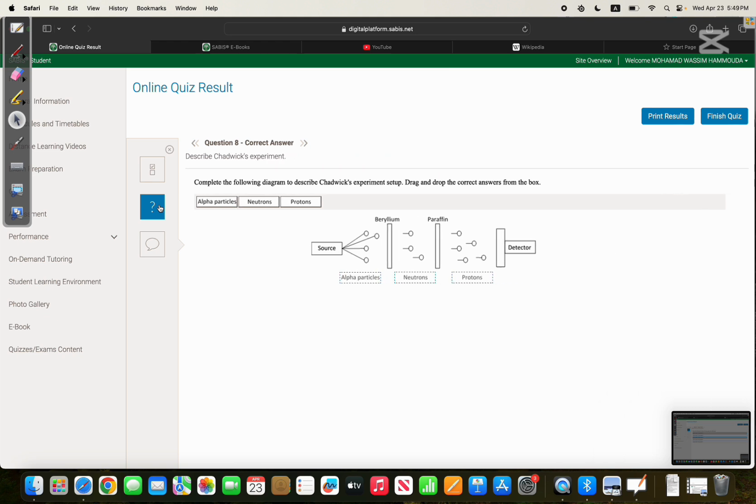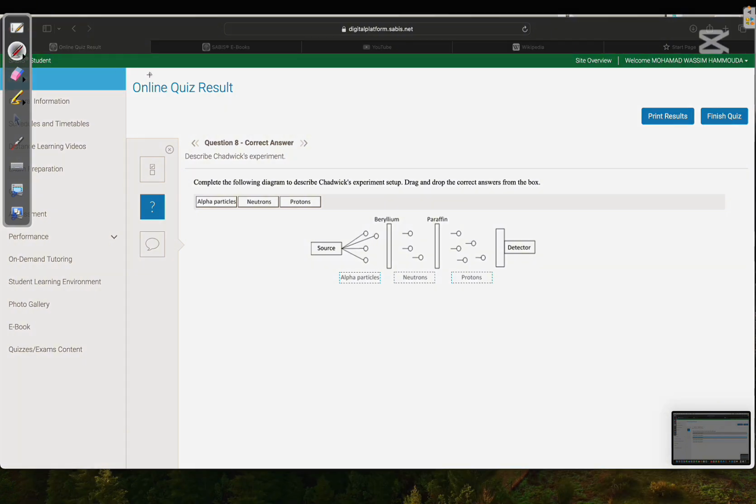Number 8. Complete the following diagram to describe Chadwick's experiment setup. Okay, so what Chadwick did, he proved that there are tiny particles the same size as protons that are also located in the nucleus, called neutrons. He did it by lining up beryllium, paraffin or wax, and a detector next to each other, and of course the radioactive source.